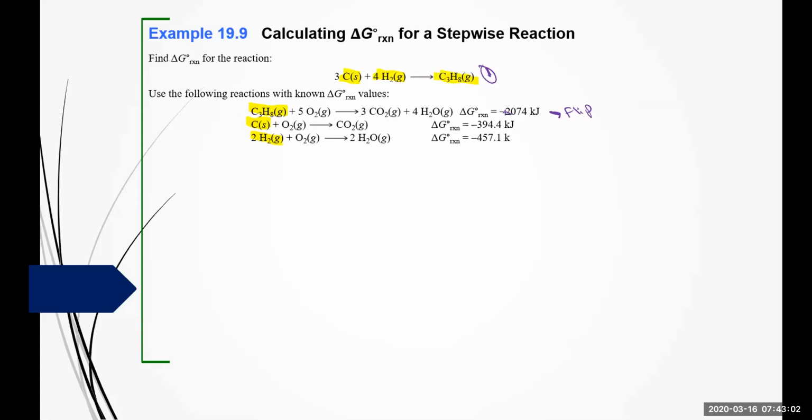Oh, it didn't work out as I hoped. I gotta make that one a positive one because we need our C3H8 to be a product. This one down here, we need to multiply it by 3 because I need 3 of those carbons. And this one down here, we need to multiply by 2 because I need 4 of those hydrogens.